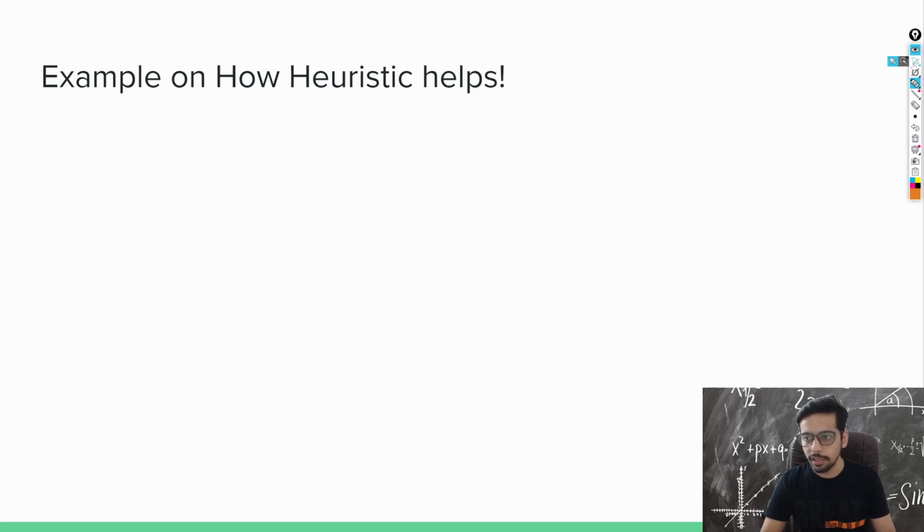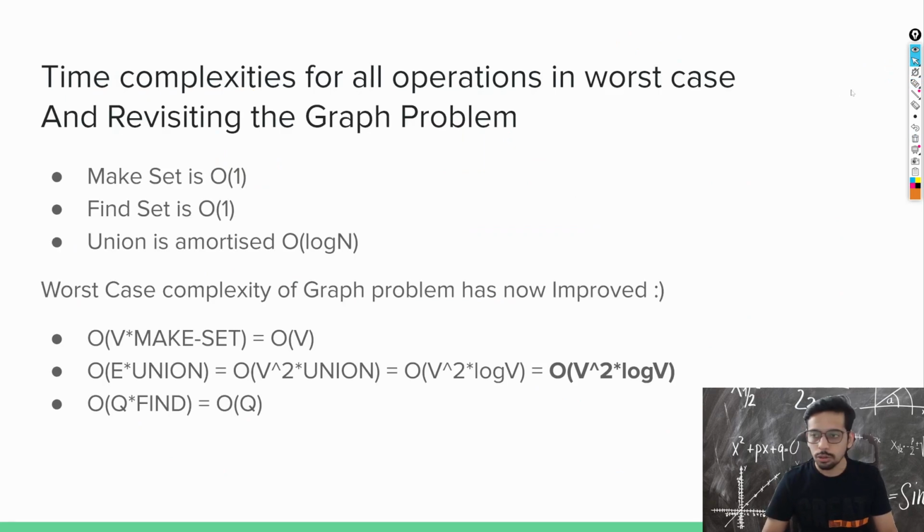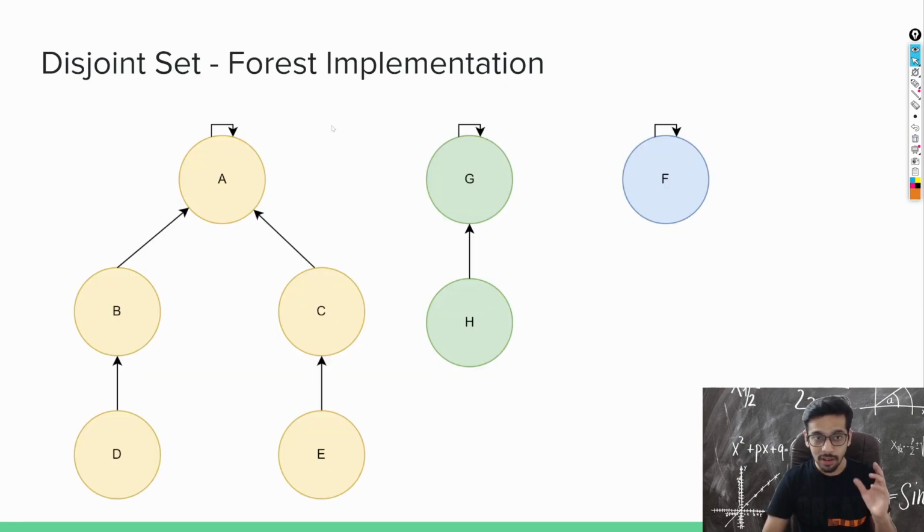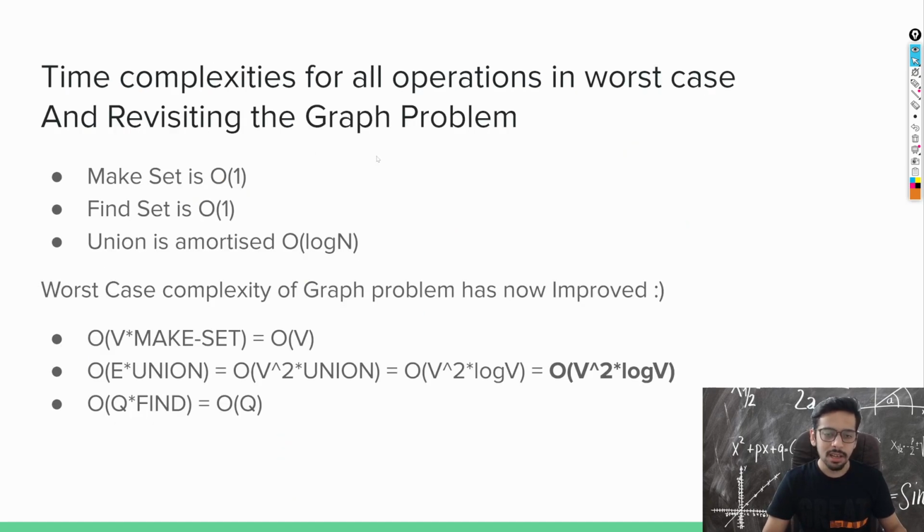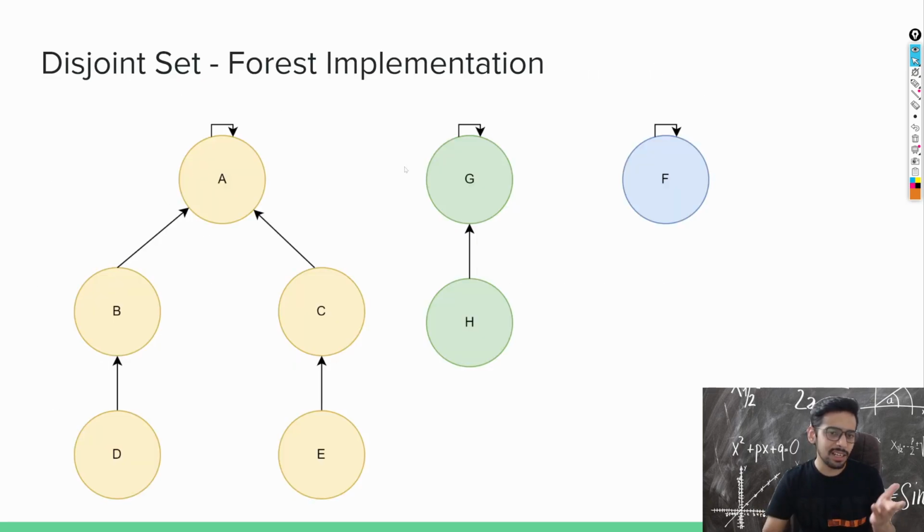Let's revisit the problem again. So now make set is O(1), find set is still O(1), and union is amortized log n. The solution we had, V cube, is now V square log V. Amazing. The good news is that it can actually be improved further. And we have a forest implementation of disjoint set, which keeps these sets as tree-like structures as seen here.